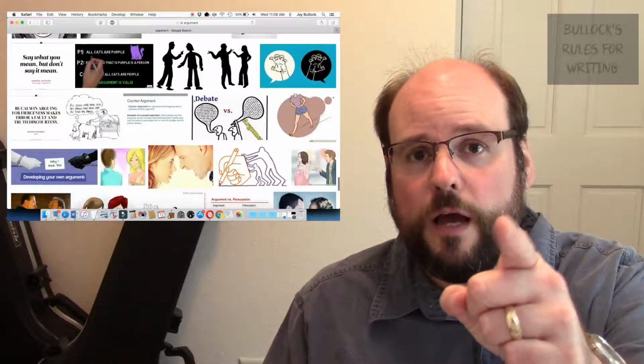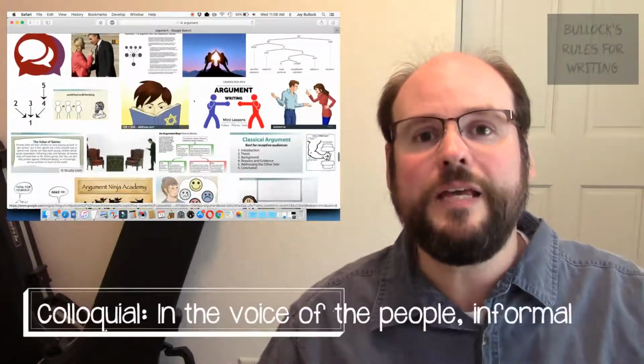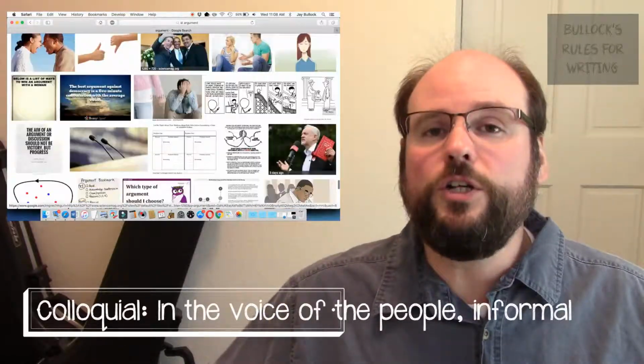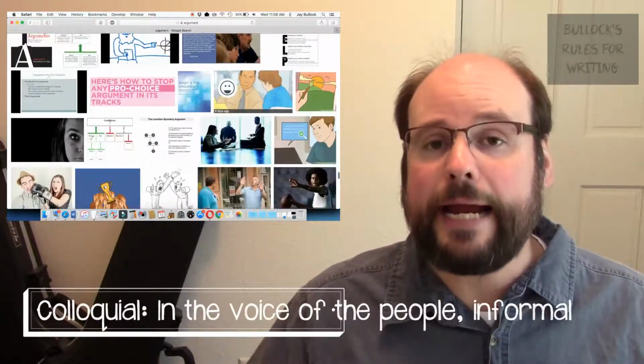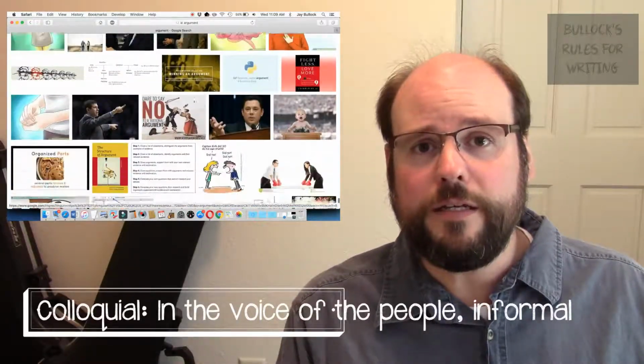Colloquial, it's a big word. I don't mind using it because I want you to learn big words and be smart. Colloquial literally means in the voice of the people. So something is colloquial when it is slang or informal or distinctly non-academic in nature. So the colloquial meaning of argument is what all that yelling was about. It's what happens when you and your parents are trying to negotiate a curfew. There's probably some raised voices and not very much calm, well-reasoned argument on either side.